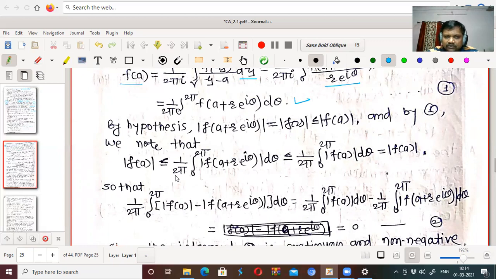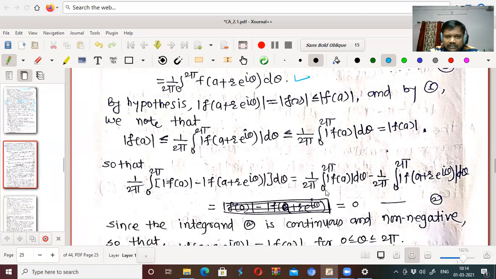So this whole term, 1 by 2 pi integral from 0 to 2 pi of mod of F of A plus R e to the power i theta d theta, lies between mod F of A and mod F of A. That means this should be equal to mod of F of A. Therefore, 1 by 2 pi integral from 0 to 2 pi of mod of F of A minus mod of F of A plus R e to the power i theta with respect to theta can be written as 1 by 2 pi first integral minus 1 by 2 pi second integral. But 1 by 2 pi integral from 0 to 2 pi of mod F of A d theta, what is it?